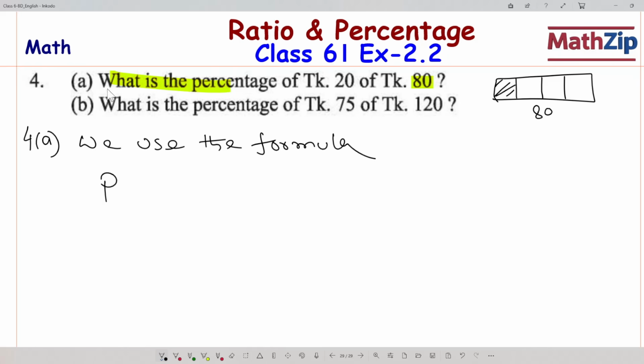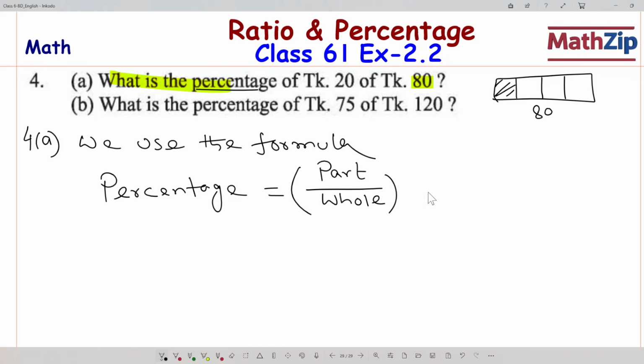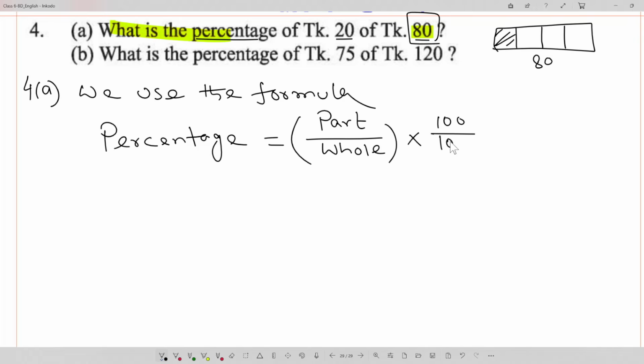like we have to find out the percentage, right? So percentage equals part divided by whole, times 100 divided by 100. But why do we use this 100 by 100? Because 100 by 100, once you divide it, will become 1. So part by whole, it's a similar thing. It means 20 divided by 80. So here part is 20 and 80 is the whole, times 100 by 100.